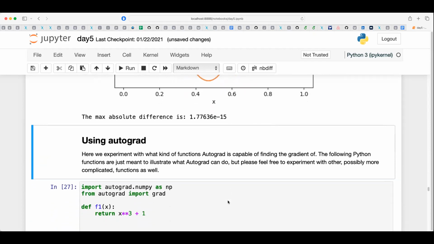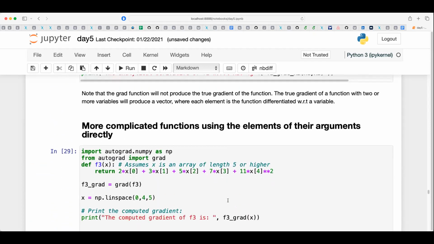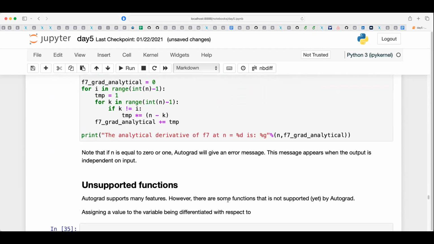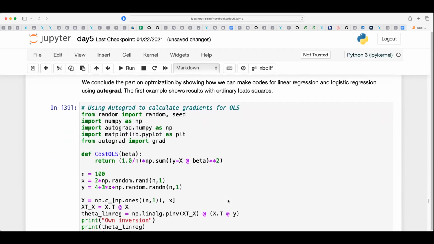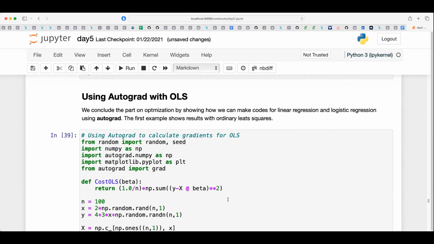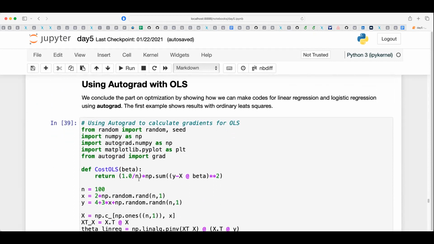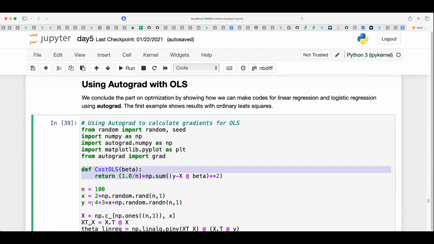Now, there are several examples here, and I'm going to go down here and set up the calculation of ordinary least squares with AutoGrad, just to show you how easily you can now calculate the derivatives. So this is my cost function. This is the mean squared error. This is the same example we had before, a simple vanilla function, a first order polynomial. And now I'm just defining my function here, which is a function of this beta. And I want to take the derivative with respect to beta.